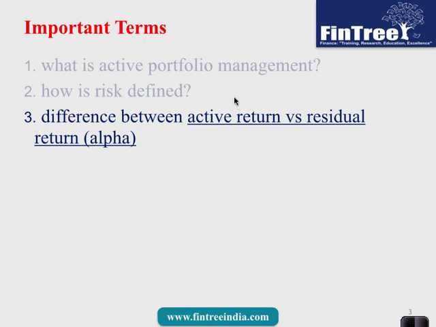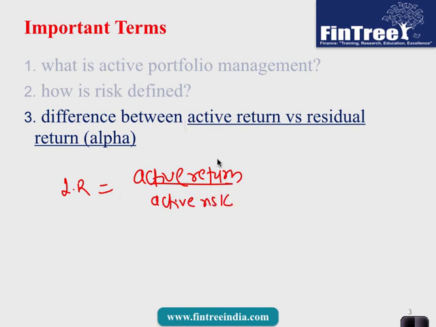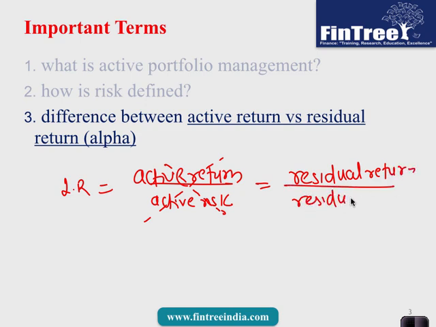Then an important concept is the difference between active return and residual return. Now there is a lot of confusion around how an information ratio should be calculated. There are two alternative versions of this. The first version of the formula is active return divided by active risk. But as far as CFA Level 2 exams are concerned, they have ignored this particular definition of the information ratio formula. The definition that has been used in the reading is residual return divided by residual risk.